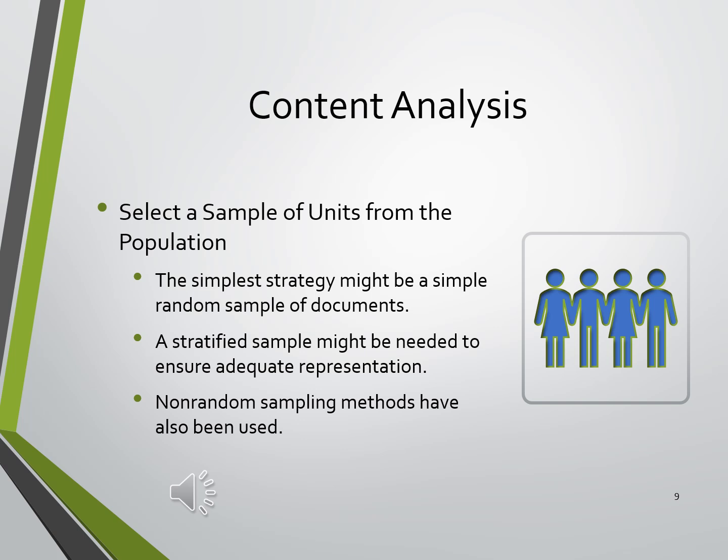So when we select a sample of units from the population, the simplest strategy might be a simple random sample of documents. Sometimes we get into a stratified sample. This might be needed sometimes to ensure the adequate representation of the sample size that's being presented to you. And then we have a non-random sampling method that can also be used that can help us to gather information from that population that might be missing in just a simple random sample of documents or the stratified random sample.